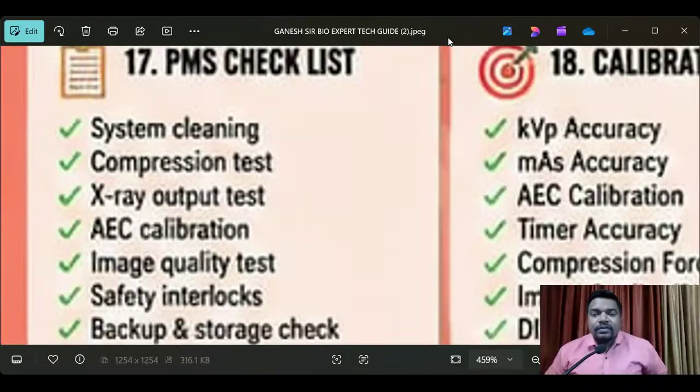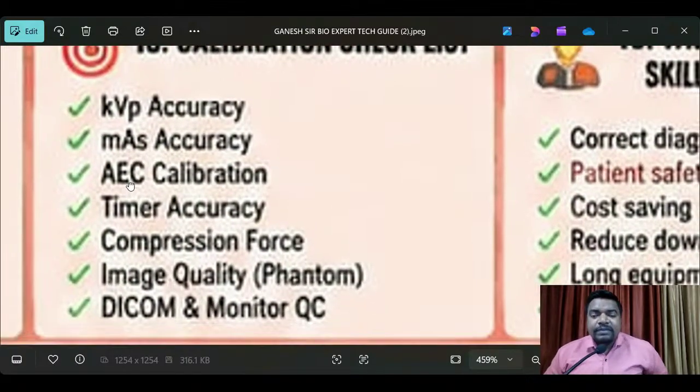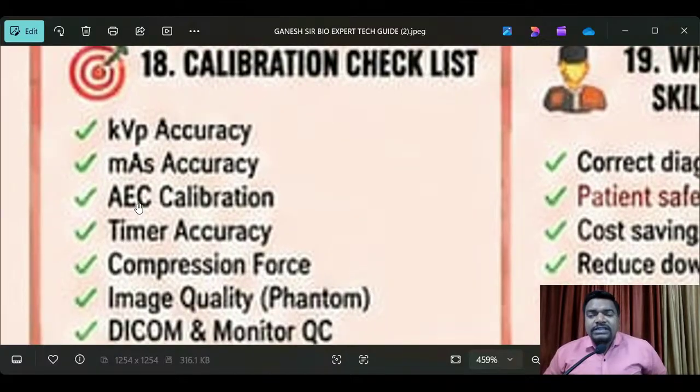Yes, come on. And now here, 17 points, mammography completed. Next, mammography calibration checklist here. These are very, very important. So what is PMS and what is calibration, sir? What is the difference? So many engineers are asking.